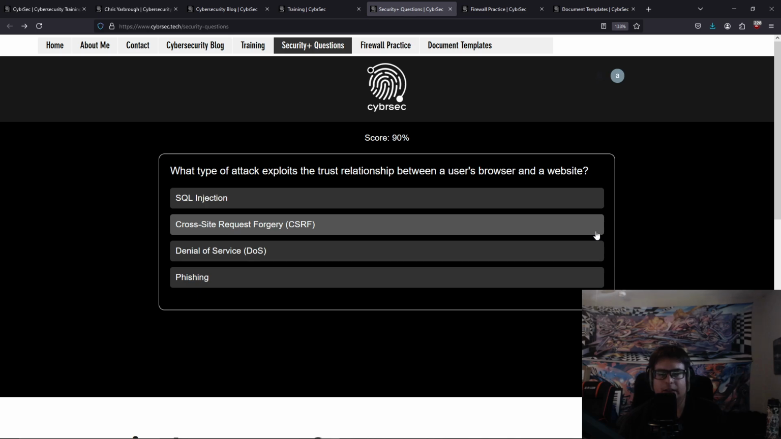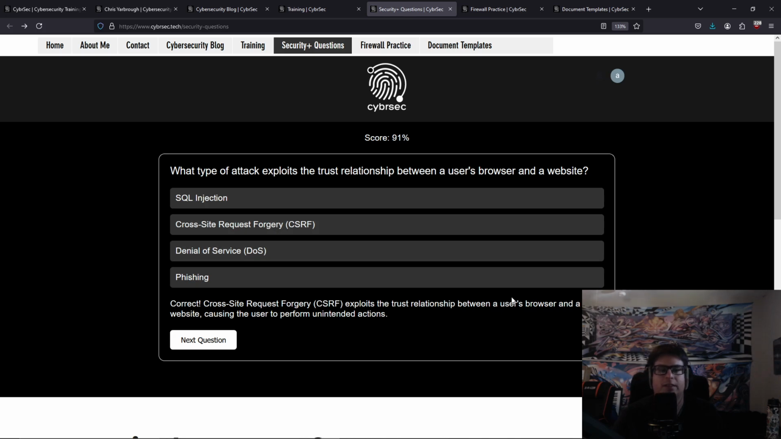So it's not phishing because it doesn't have to do with a browser. Or maybe denial of service, or maybe cross-site request forgery. Yeah, because request forgery would have to do with a browser. Yes. CSRF exploits the trust relationship between a user's browser and a website, causing the user to perform unintended actions.